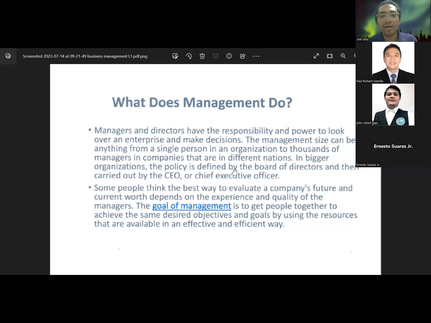Lastly, it says there, the goal of management is to get people together to achieve same desired objective and goals by using the resources that are available in effective and efficient way. Some companies would do, bago mag-start yung shift, magkakaroon ng briefing. May goal tayo ngayon kasi kapag tayo ay nakakuha ng ganitong sales, magkakaroon tayo ng commission and bonus. May mga companies po na ganyan. Others would do a huddle na, tayo ngayon ay magkakaroon ng new acquisition.